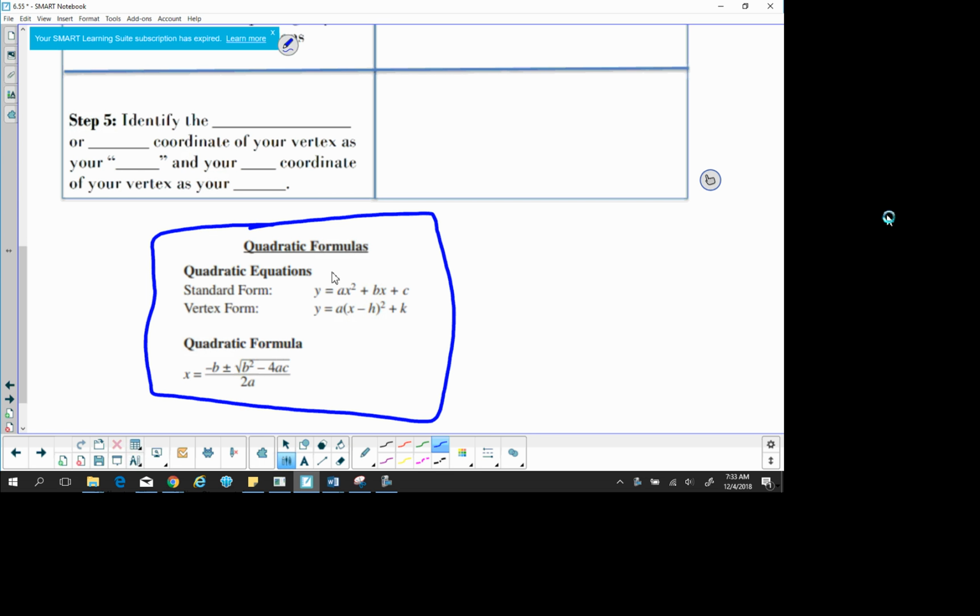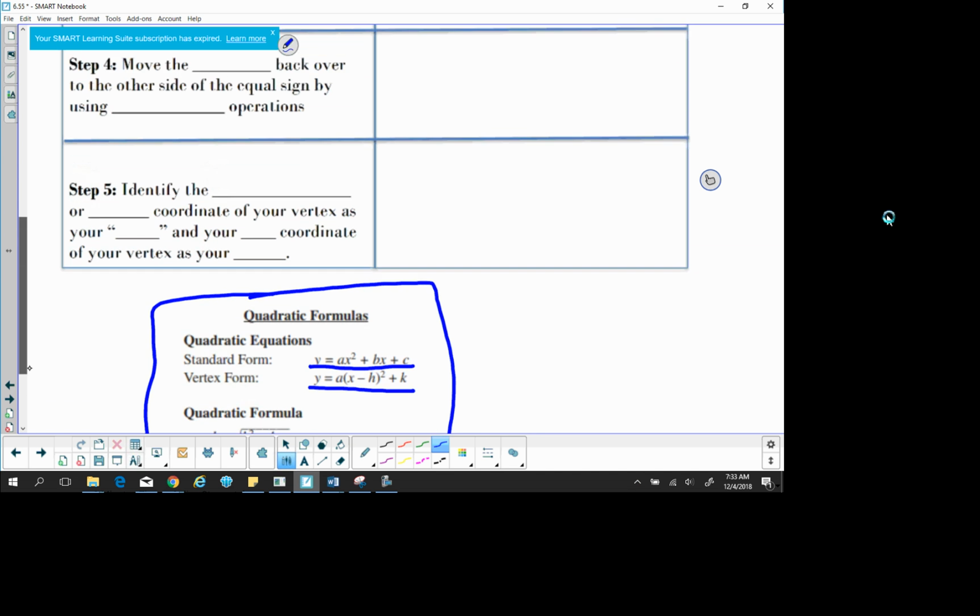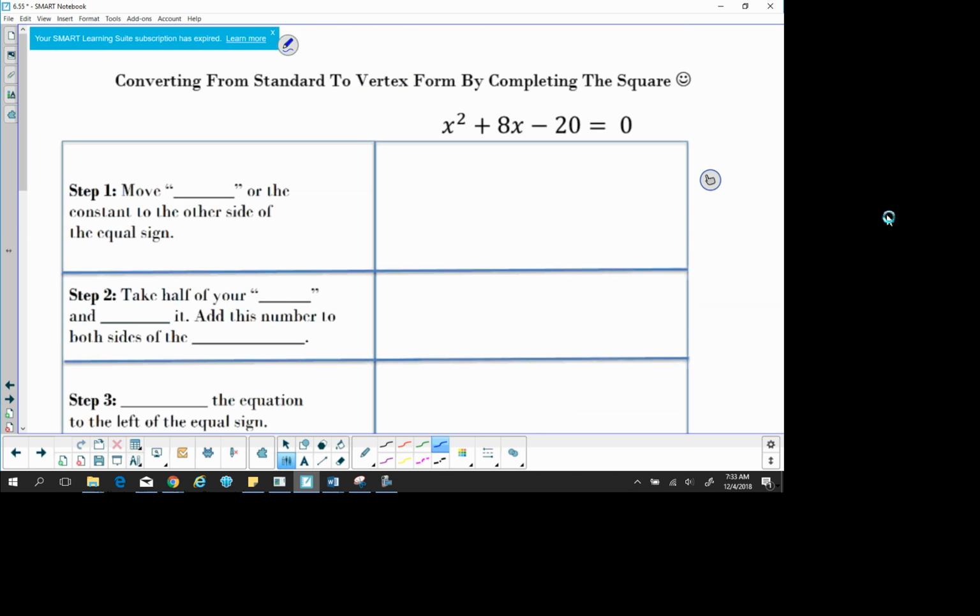So you can see that standard form looks like this, what we've been working with, the factor, and vertex form looks like that. We learned vertex form last unit, but today we're going to focus on going from this form to that form. To do that, we can use completing the square. The first step is move the C, or the constant, to the other side of the equal sign.